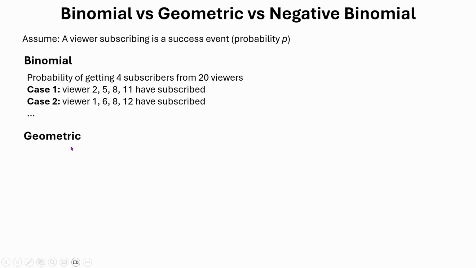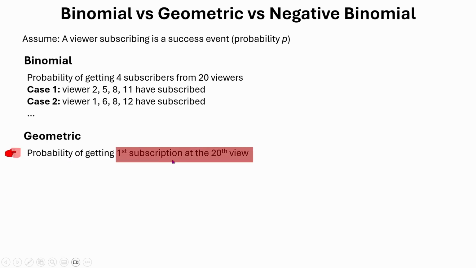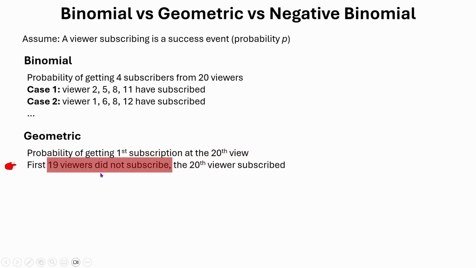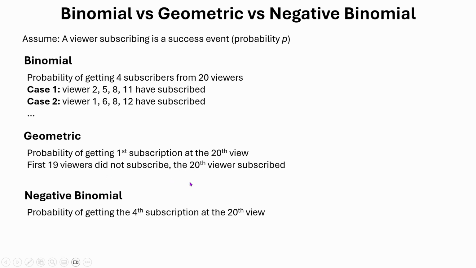In geometric distribution, we ask a different question. We ask what is the probability of getting the first subscription at the 20th view. That means the first 19 viewers cannot subscribe. The 20th viewer has to subscribe. That means probability of failing until the first success. So we are only concerned with the first success happening at a certain number of events. So negative binomial is actually the generalized version of geometric. So what does that mean? Here we are asking probability of getting the 4th subscription at the 20th view.